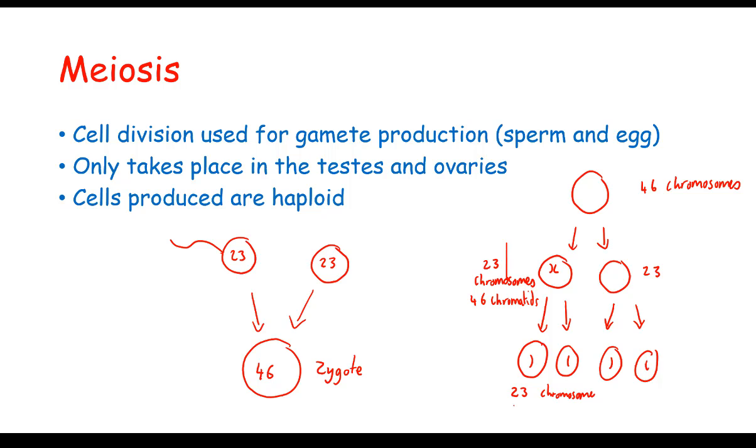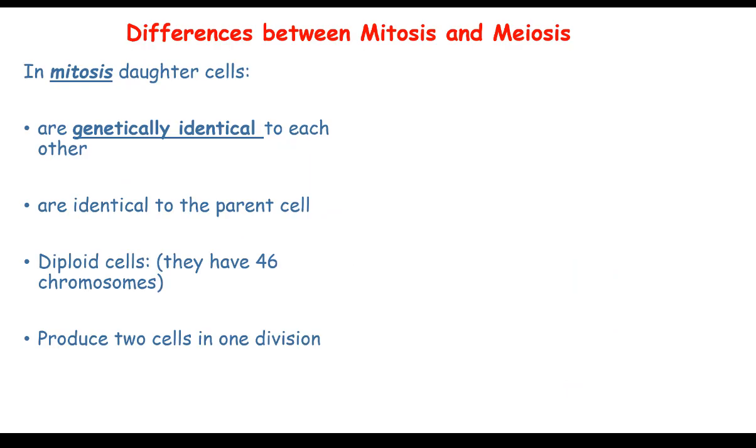Now, the number of chromosomes and chromatids can get very confusing. What's important here is that we start with one parent cell with 46 chromosomes, and we end up with 4 daughter cells, each with 23 chromosomes. And that takes place after 2 separate divisions. Now the next part is being able to compare mitosis and meiosis.